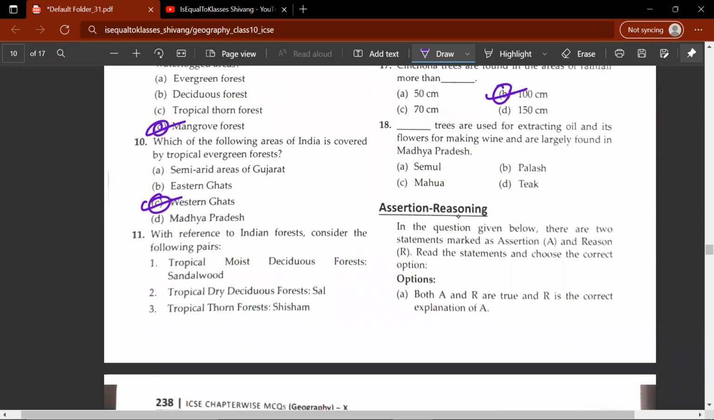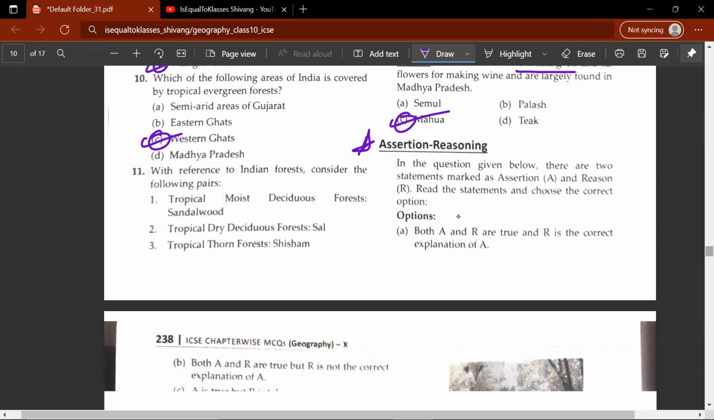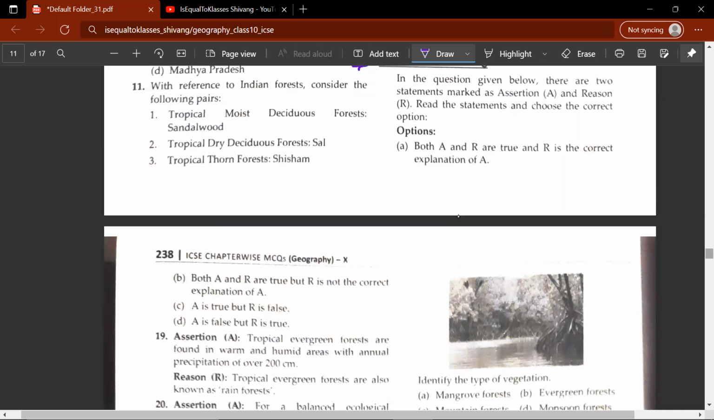Dash trees are used for extracting oil and its flowers for making wine are largely found in Madhya Pradesh. So this would be C, mahua. Assertion reasoning. In the statement given below, there are two statements marked as assertion A and reason R. Read the statements and choose the correct option.